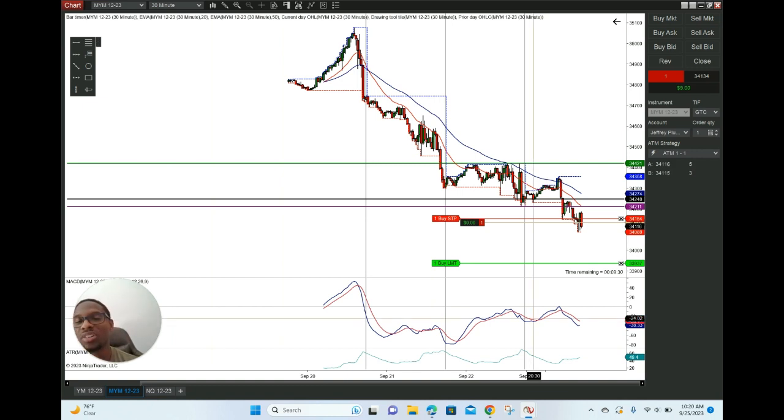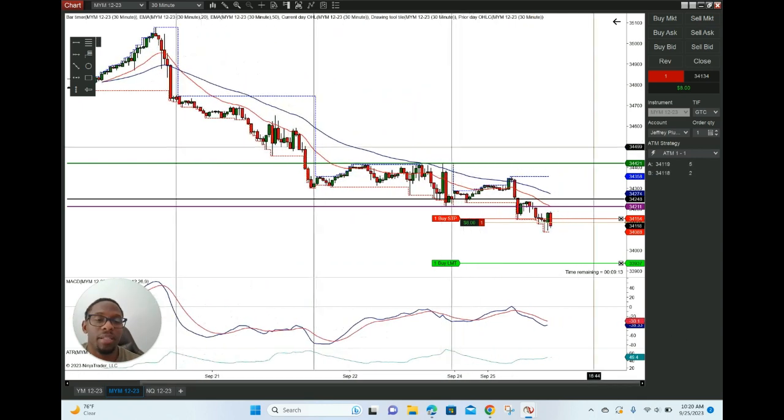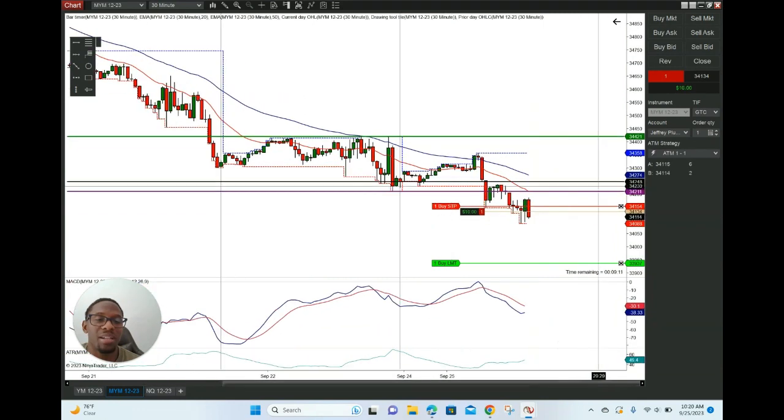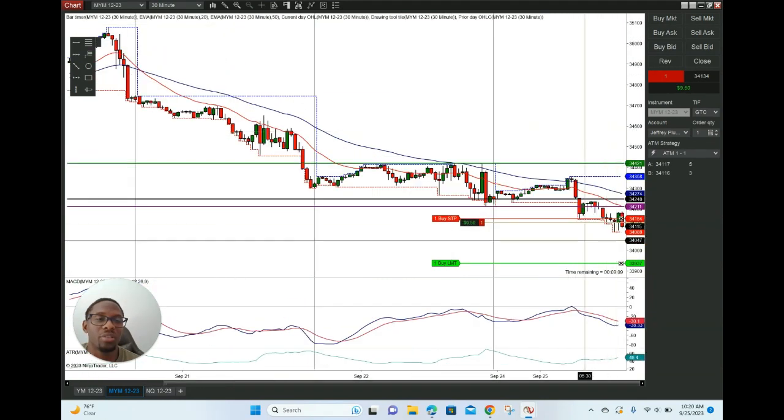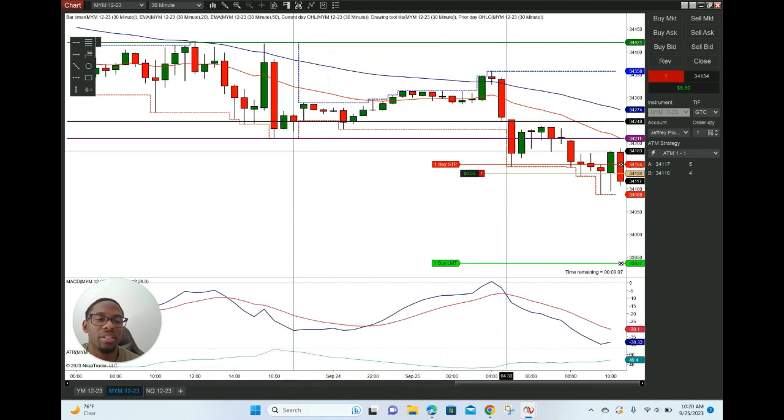This is my last trade. Either way it goes, I'm down 14. I'll be down 24 if I lose this next trade. And we're just gonna continue to see this one out. I actually just want to keep on the 30-minute. I like the way the 30-minute looks. I'm not gonna lie, right? I like the way it looks.